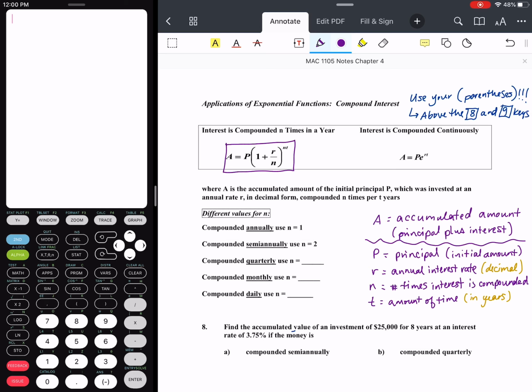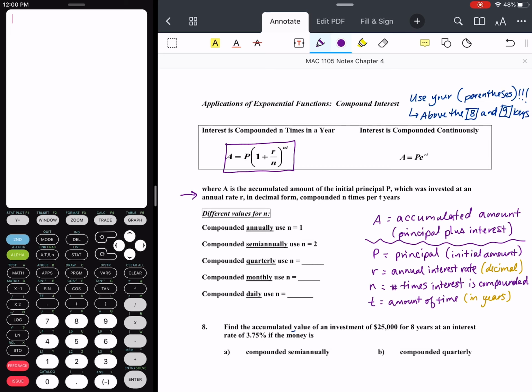So let's break down what all of these variables mean and what exactly this is doing. It says here in this paragraph, but I like to write out little lists. It helps me stay organized. So capital A is our accumulated amount. That means the principal, the initial amount that you invest, plus the interest that you earn. So principal plus interest, that's your accumulated amount.